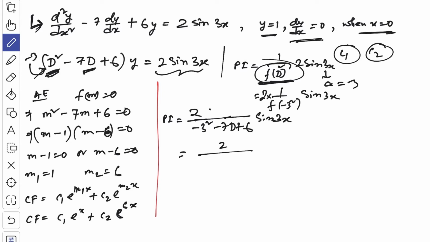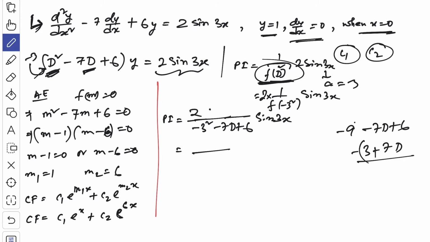Then now here it will be 2 minus 9. So let me calculate here. Minus 9 minus 7d plus 6, and that's going to be minus 3 minus 7d. That's what we will get here as a denominator. So that's what we have got. So if you take the minus common, then it will be 3 plus 7d, isn't it? So we can write minus 2 by 7d plus 3 and sine thrice x.